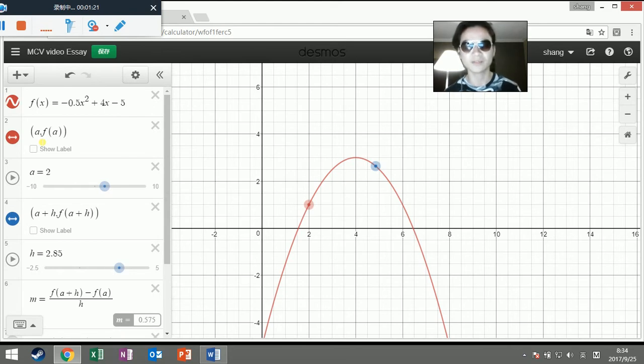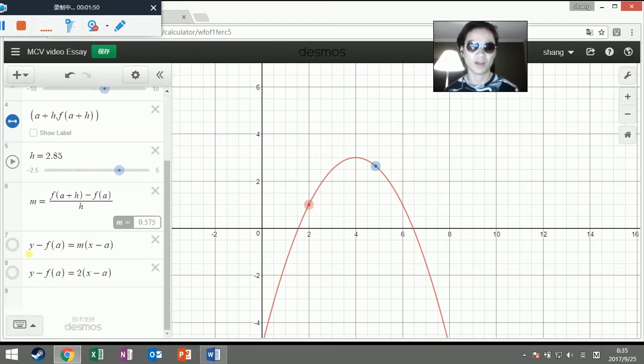So the second point is the addition point. I need to make a relationship to connect it to the base point, so I get h. h is the distance between these two points. A distance is always positive, so h is an absolute number. So now we have the two points on the graph.